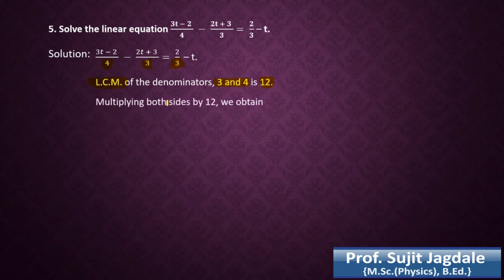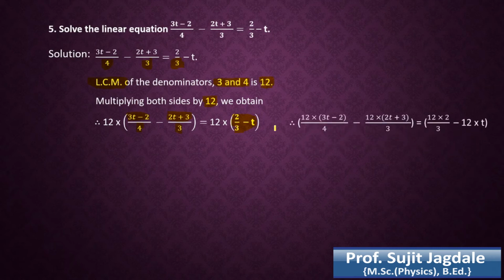So multiply by that LCM, that means 12, to both sides. Then we are going to get the condition like this: 12 into the bracket, the LHS is going to remain as it is, 3t minus 2 upon 4 minus 2t plus 3 upon 3, which equals 12 inside the bracket, 2 upon 3 minus t. So here we are going to multiply by that 12 inside of that bracket. First of all I am going to take the product of 12 and the first term, then 12 and the second term. Here on the RHS, 12 into the first term and 12 into the second term.